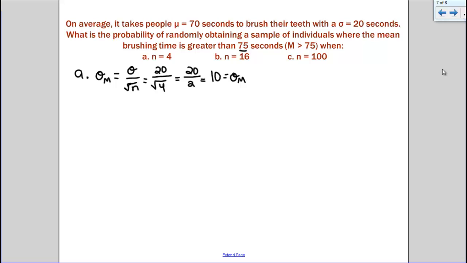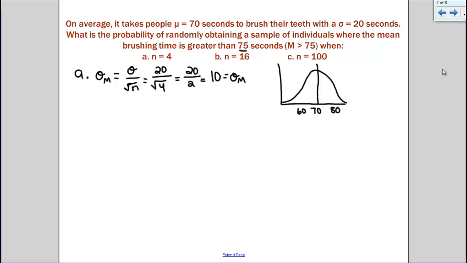So if I drew this distribution out, it would look like this. Assuming a normal curve, our population mean in the middle of 70, and then we would expect our sample means to fall between 60 and 80, right? One standard error away from the mean.